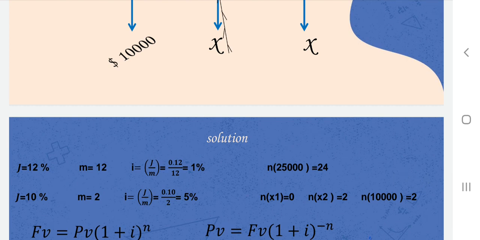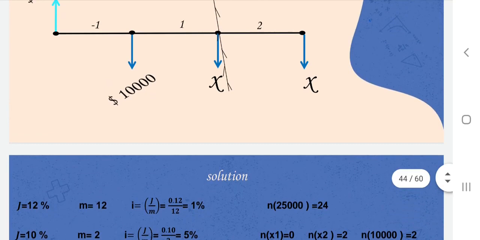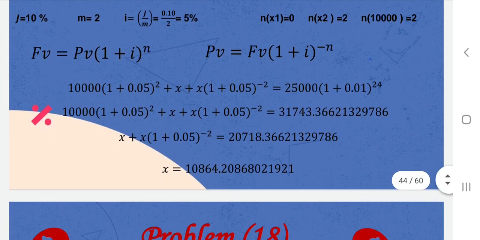N for X1 equals 0. N for X2 equals 1 times 2 equals 2. And N for the $10,000 equals 1 times 2 equals 2. By substituting in the formula of the future value and the present value, X will be equal to 10,864.